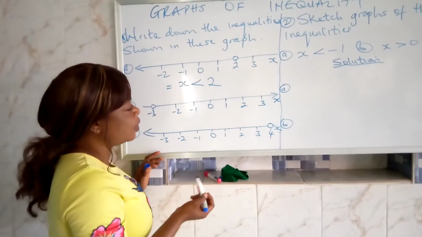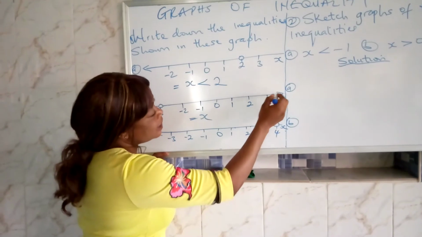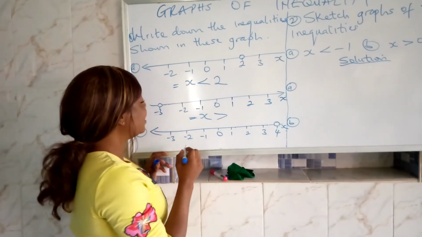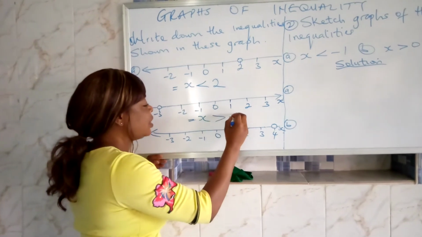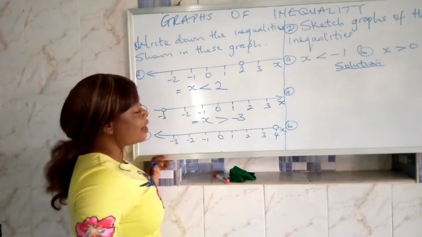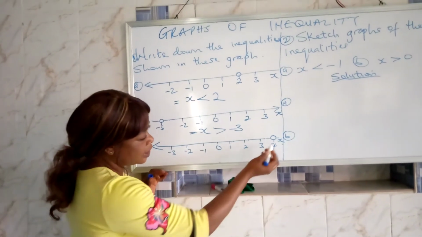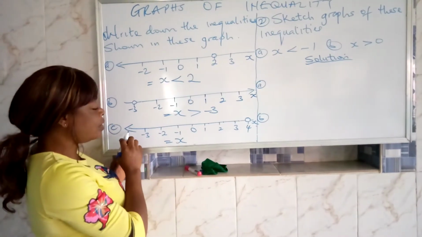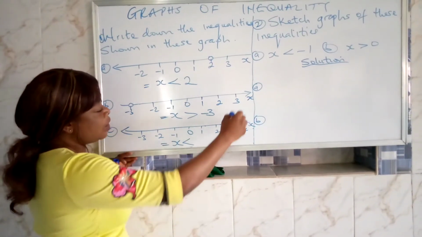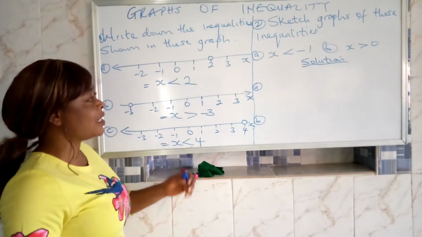Let's solve the second one. The same thing, I'll pick my x first. Look at the symbol. The symbol here is greater than. Let's check where my circle is, that is minus 3. That means this graph is x is greater than minus 3. The last one, the third one, I'll pick my x, check where I have my arrow. The arrow is what? Less than. Where do you have your circle? On 4. So my answer is x is less than 4.